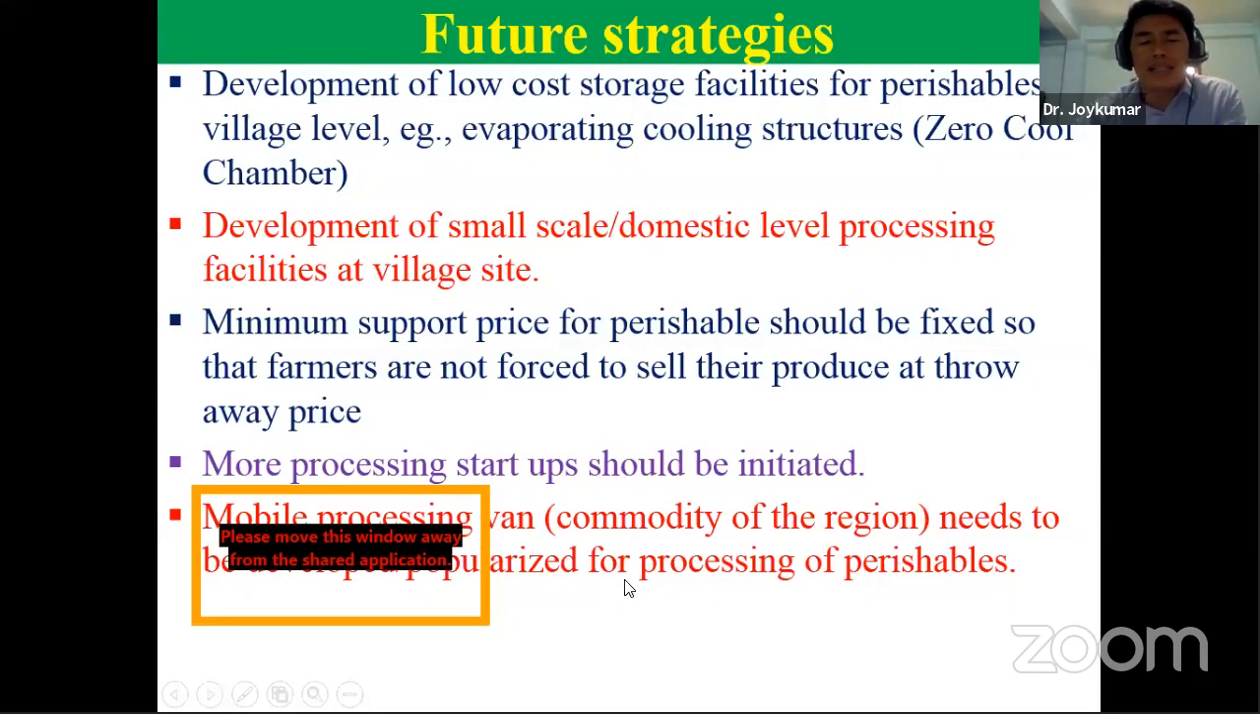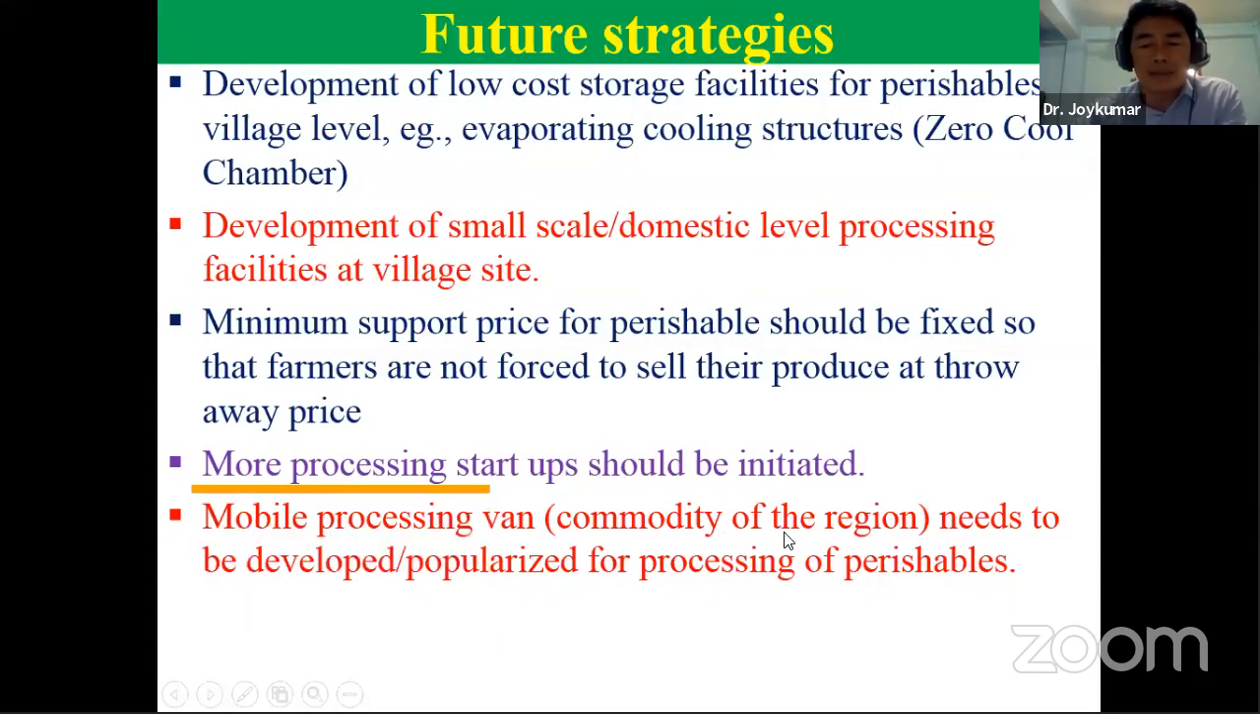And then lastly, the mobile processing van. As I mentioned in the beginning, whenever there are pineapple growing areas, we can send our mobile processing van there. And when it is a tomato growing area, we can send our tomato processing van there. So like that, we must give emphasis to the establishment of such small mobile processing vans. Then we can directly convert the produce.